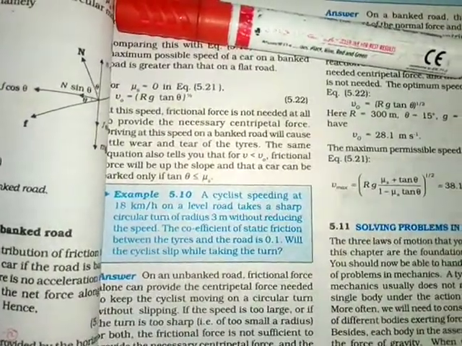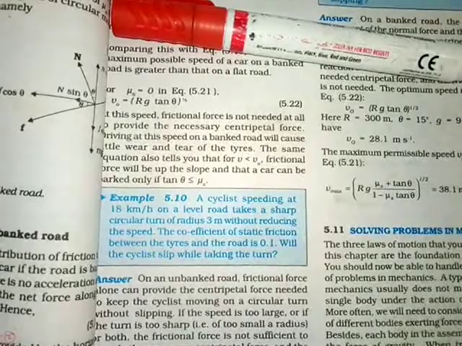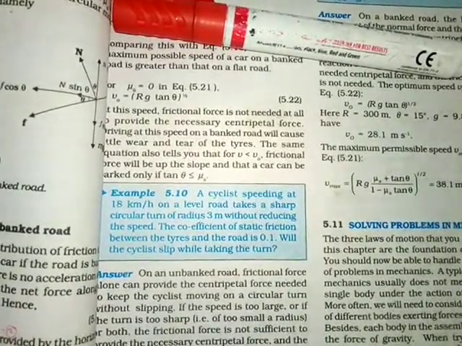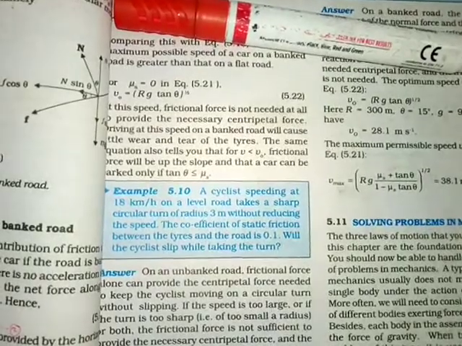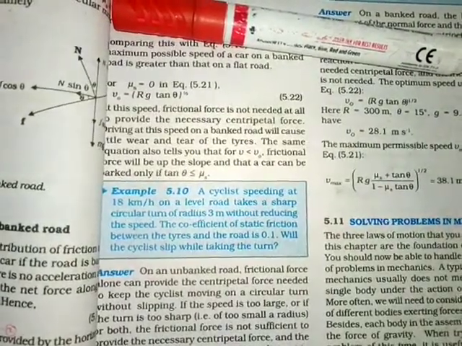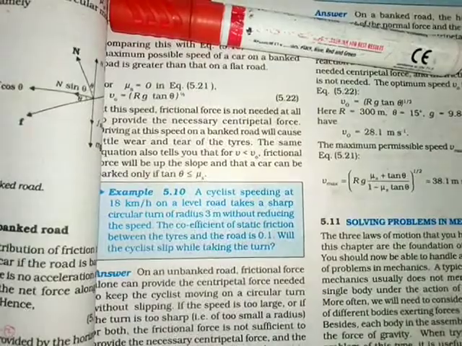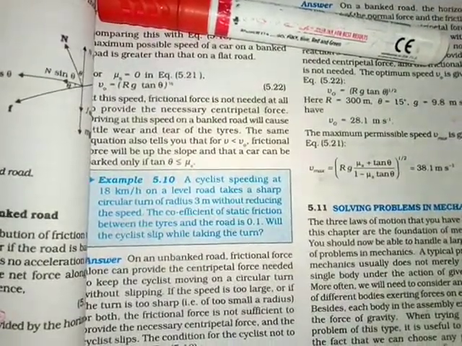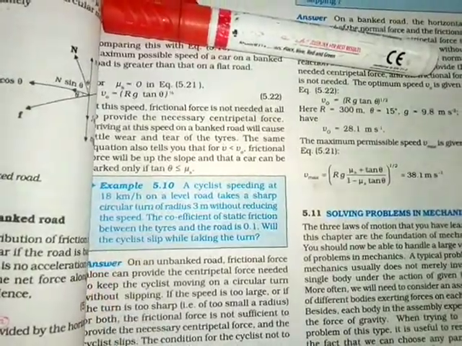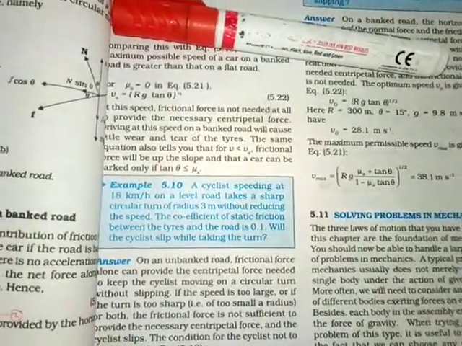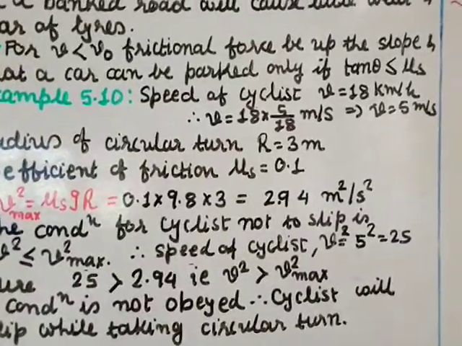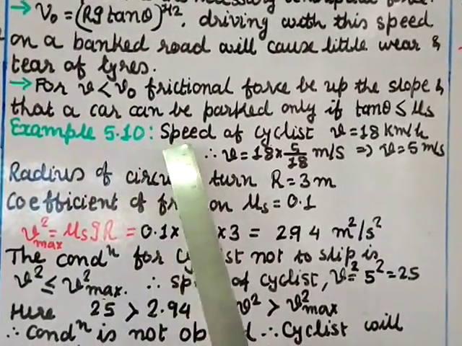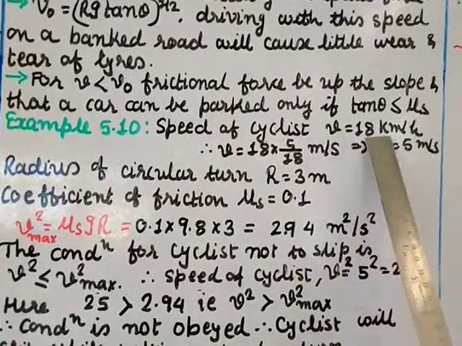A cyclist speeding at 18 km per hour on a level road takes a sharp circular turn of radius 3 meter without reducing the speed. The coefficient of static friction between the tires and the road is 0.1. Will the cyclist slip while taking the turn? So what is given to us? I am just writing the data. For example 5.10, the speed of the cyclist V is equal to 18 km per hour.